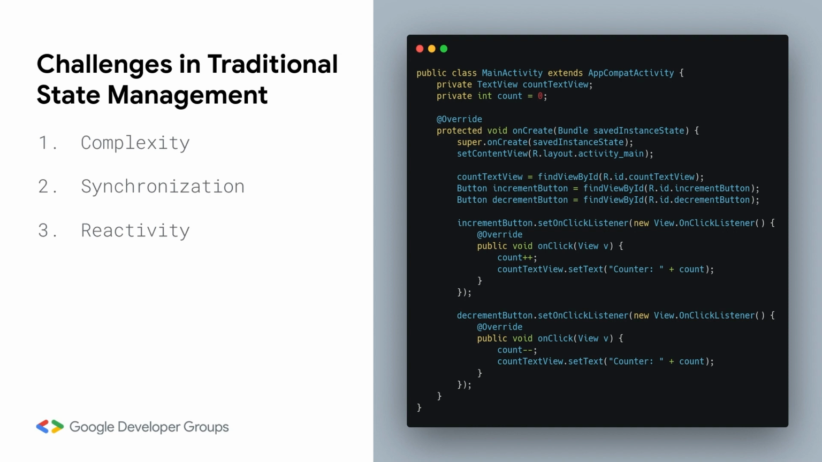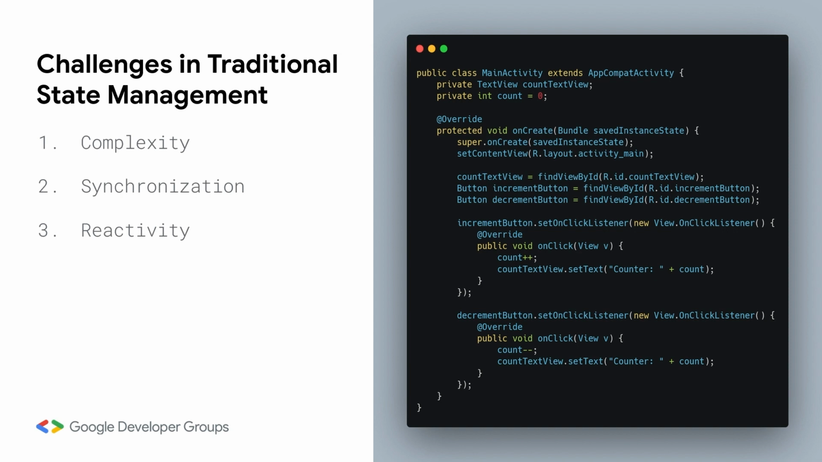We use listeners to handle button clicks and manually update the count and UI elements. So as you can see, there is a set on click listener on both the buttons, which has the on click getting overwritten, and then we are manually updating the counter and then manually setting up the text there as well for both the buttons. So as the app grows, managing the state and UI updates for multiple components can become very, very complex. And this is one of the challenges in traditional state management, which is basically complexity.